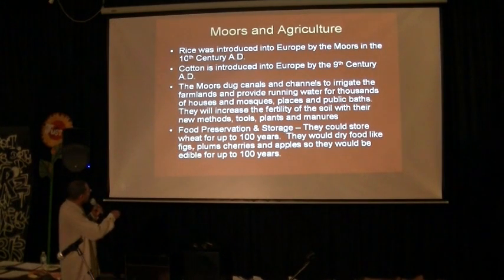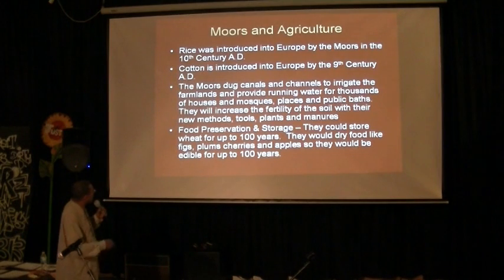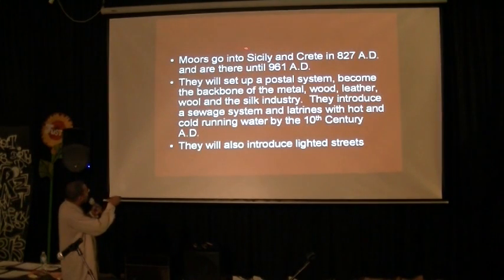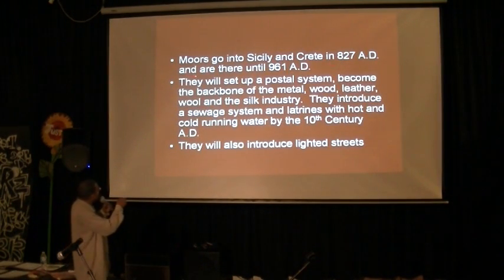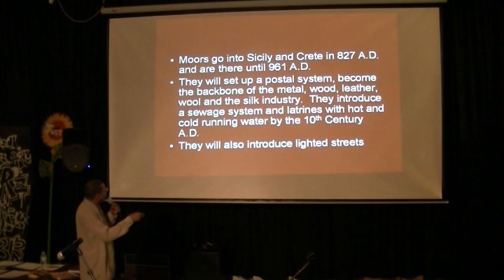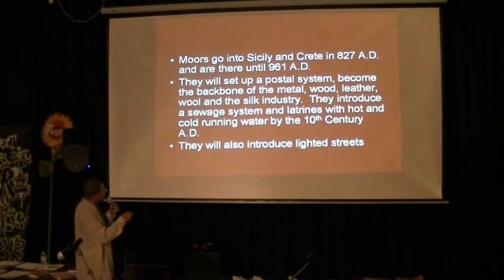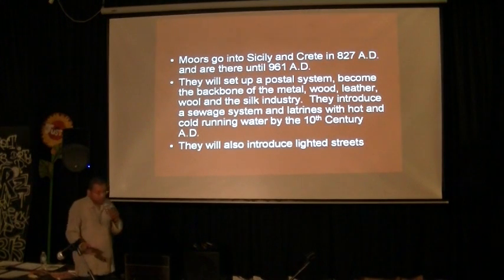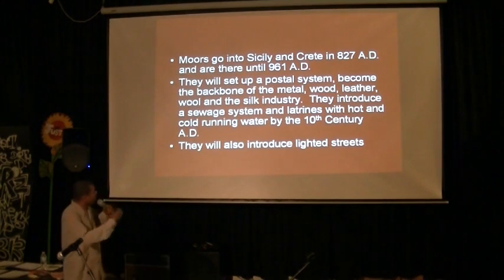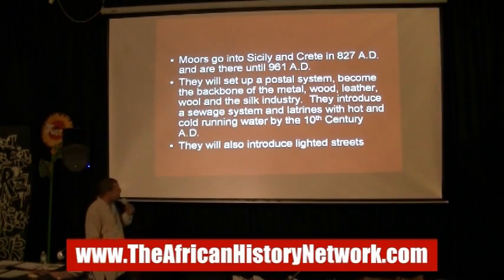They would dry food like figs, plums, cherries, and apples, so they would be edible for up to 100 years. Moors go into Sicily and Crete in 827 and are there until 961 AD. And they'll set up a postal system, become the backbone of the metal, wood, leather, wool, and the silk industry. They introduce a sewage system, okay, because Europe didn't have a sewage system. They're going to introduce latrines with hot and cold running water, about the 10th century AD. They'll also introduce lighted streets as well.